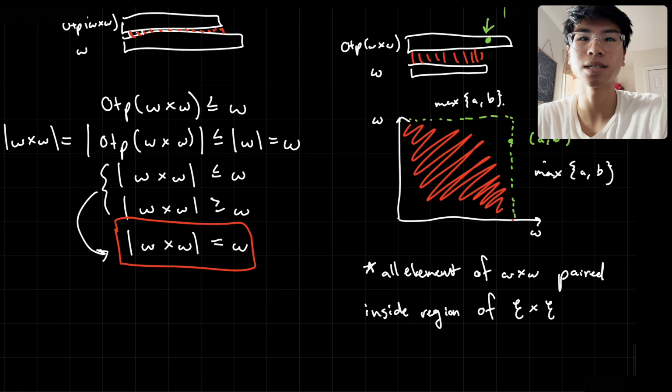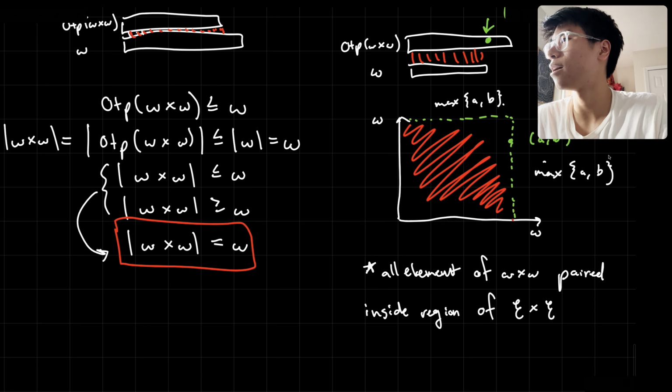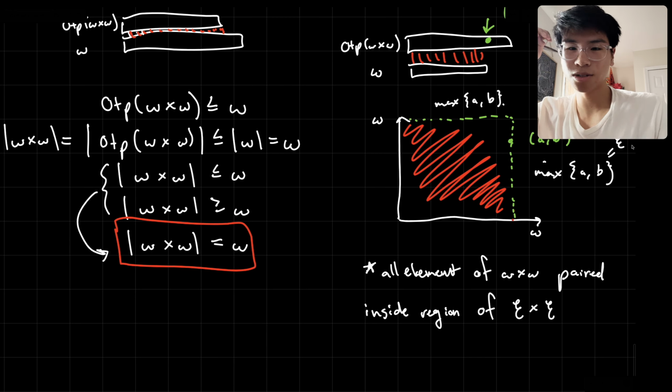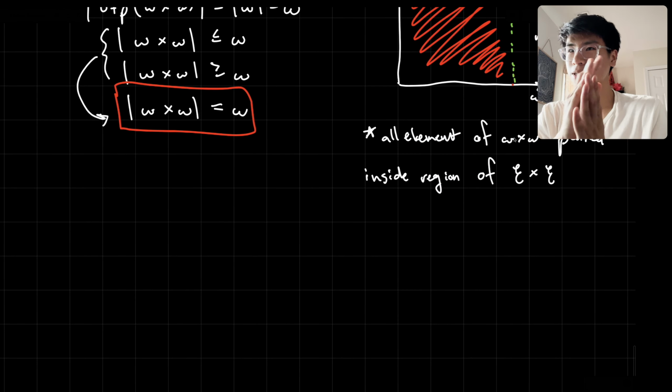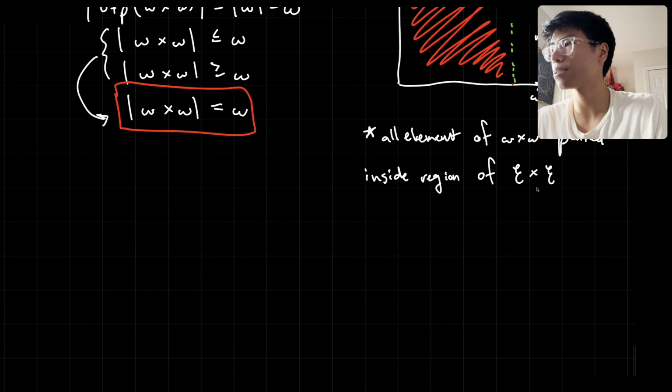Now let's call this maximum of A, B epsilon. Okay, and so here's what we know about epsilon. Epsilon has got to be a finite number. So this region of epsilon by epsilon ordered pairs has to be finite.